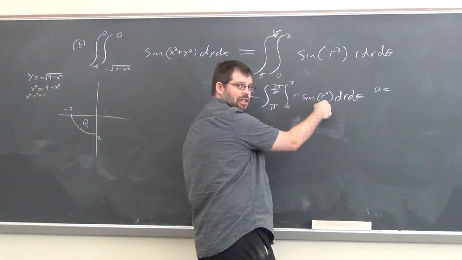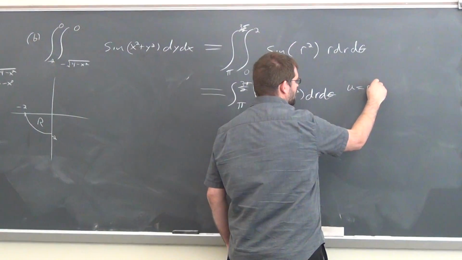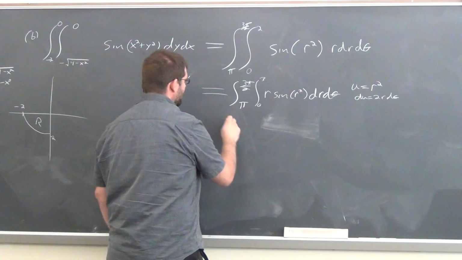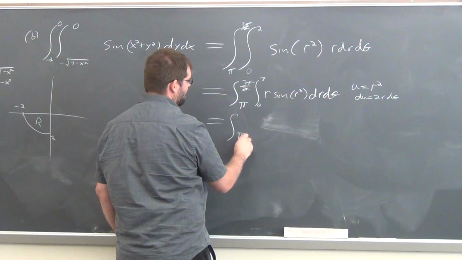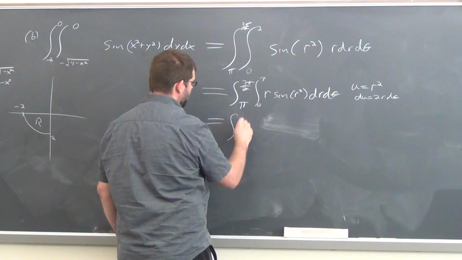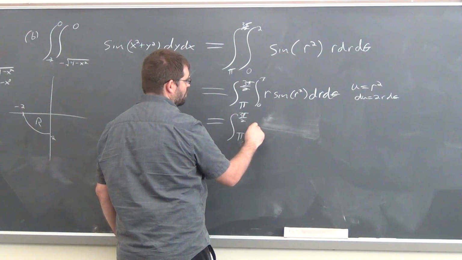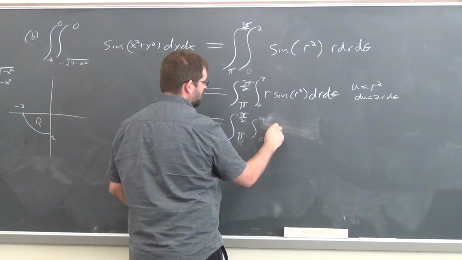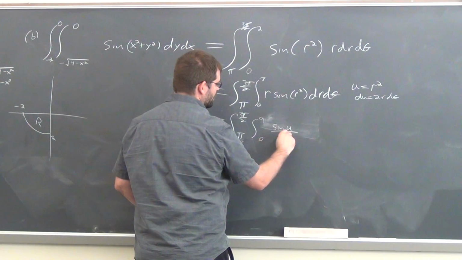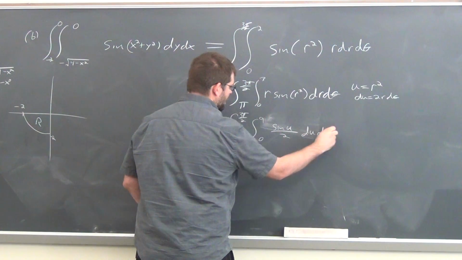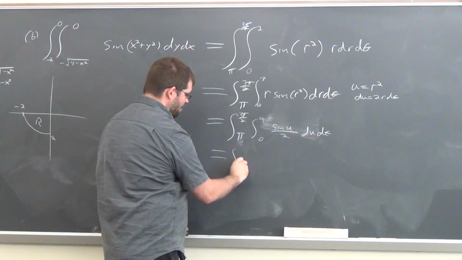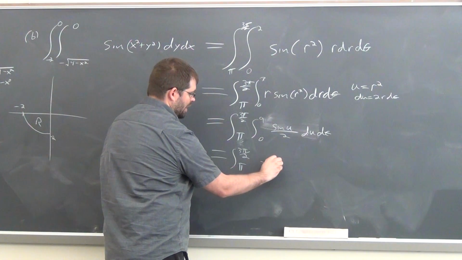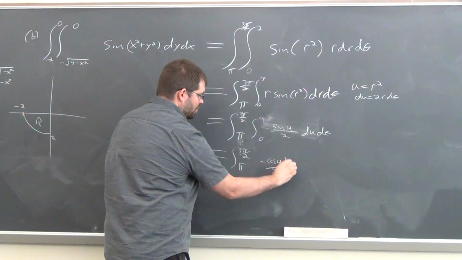And so now you can do a substitution on the inside, right? U equals r squared, du is 2r dr, and so first you get 0 to 9, right, and then sine of u over 2 du d theta, and then right, you integrate that, and you get negative cosine of u over 2, 0 to 9.